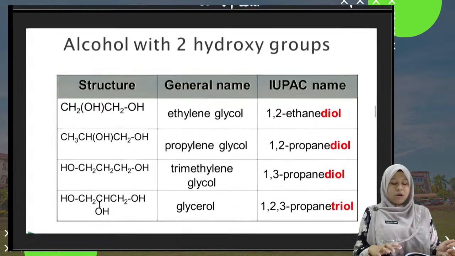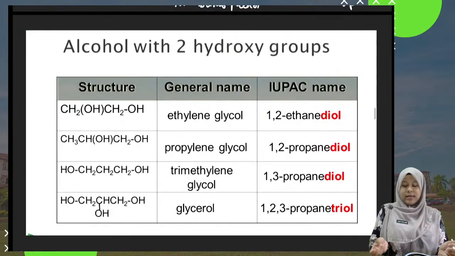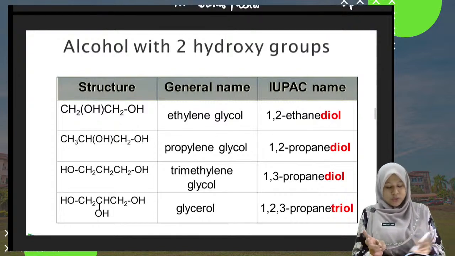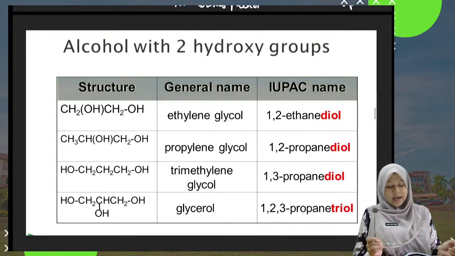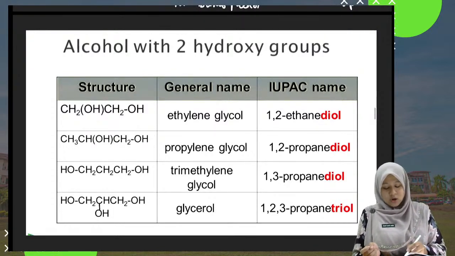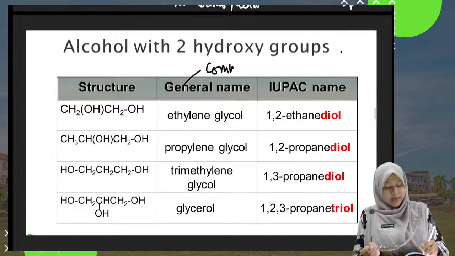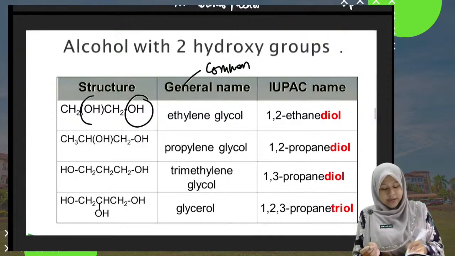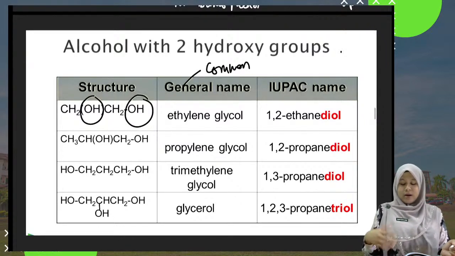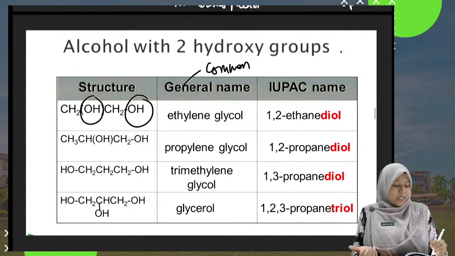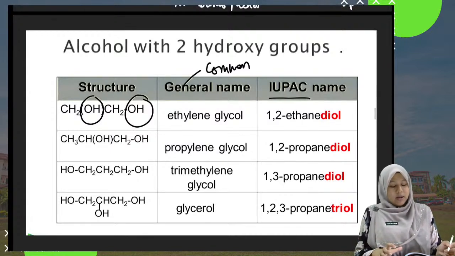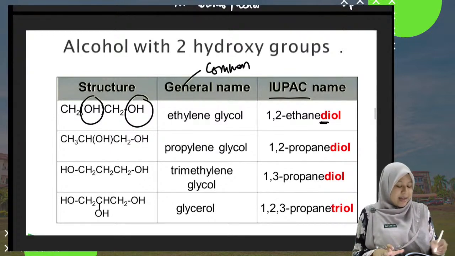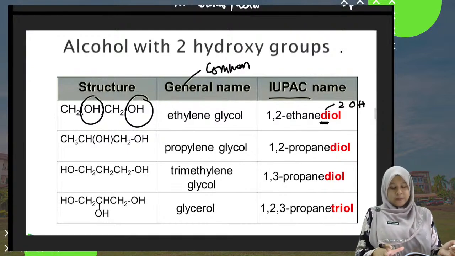Then we go for the alcohol with 2 hydroxyl groups. Okay, for alcohol with 2 hydroxyl groups, for example, we have ethylene glycol. Ethylene glycol is the common name. Okay, this is the common name. So you have OH at carbon number 1 and OH also at carbon number 2. So based on IUPAC, we can call it 1,2-ethanediol. Di represents 2 OH groups in this structure.